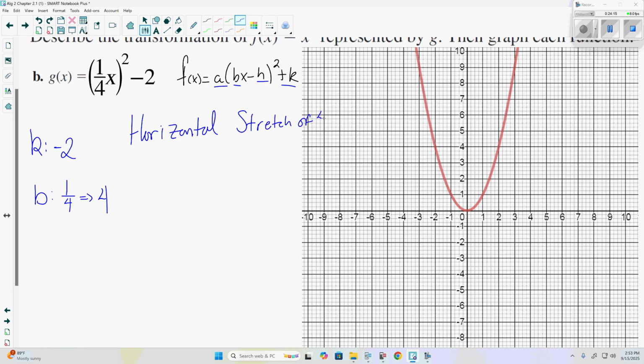of 4. And the k value of -2 tells us that we're going where? Down 2.